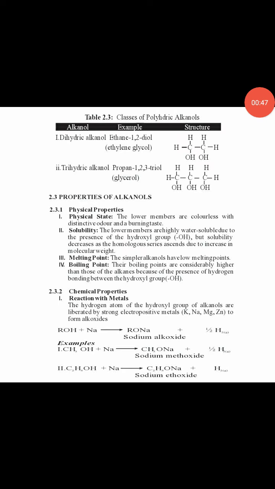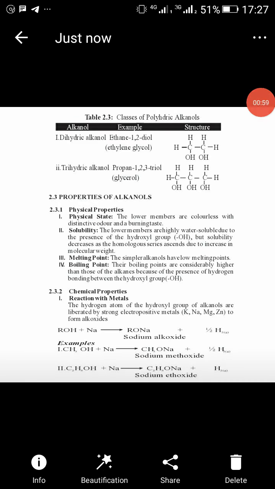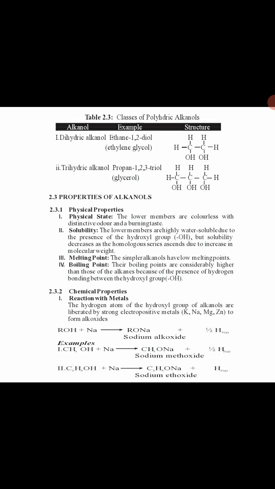Now look at the structure. You have ethane 1,2-diol. Look at the structure. Ethane 1,2-diol. Can you see 1, 2? If you count the first carbon 1, the second one 2. Ethane 1,2-diol, also called ethylene glycol. That's the other name for it.